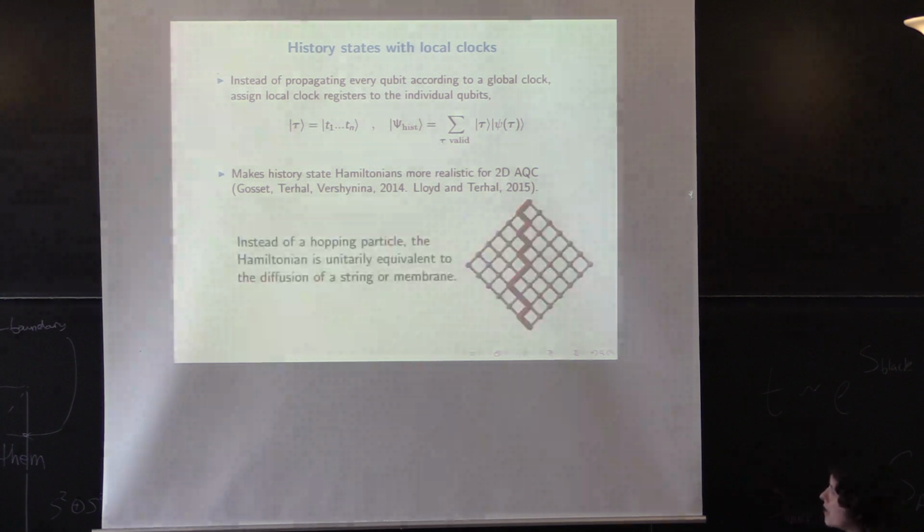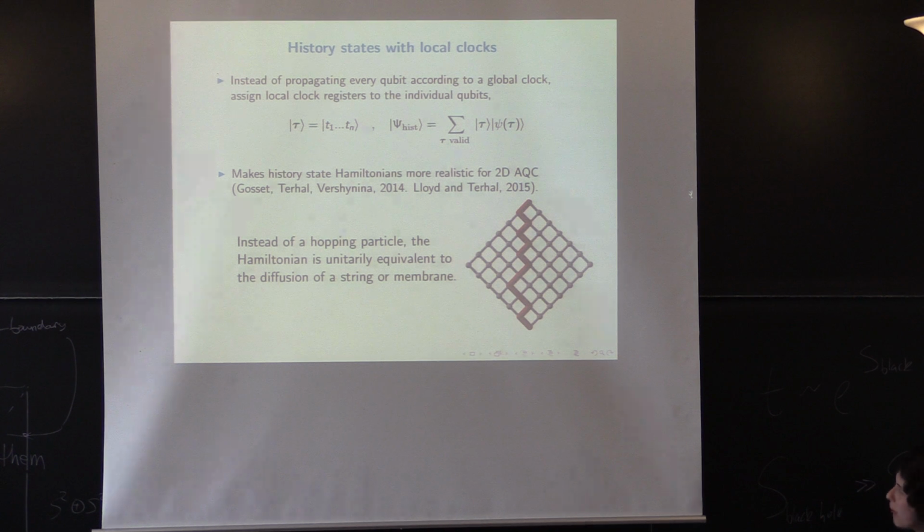What it looks like: you can think now, instead of a hopping particle, the Hamiltonian is really unitarily equivalent to the diffusion of a string, or in higher dimensions, some membrane. So this direction is time, this direction is space, your qubits 1 through n, and this means that you're at a particular time, but now the construction is taking advantage of depth. Coming from the quantum information community, they named this the space-time circuit to Hamiltonian construction.